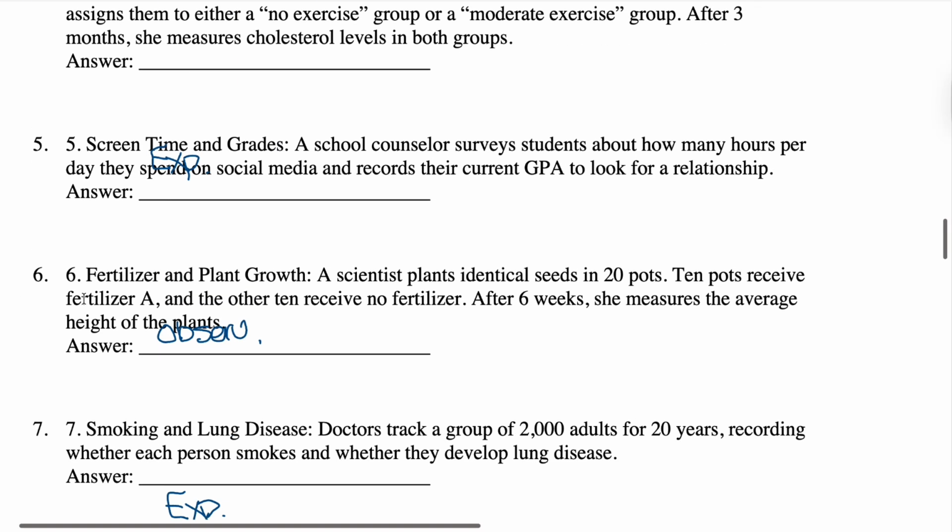Fertilizer and plant growth. A scientist plants identical seeds in 20 pots. 10 pots receive fertilizer A, and the other 10 receive no fertilizer. After 6 weeks, she measures the average height of the plants. This will be an experiment because she implements two treatments, right?